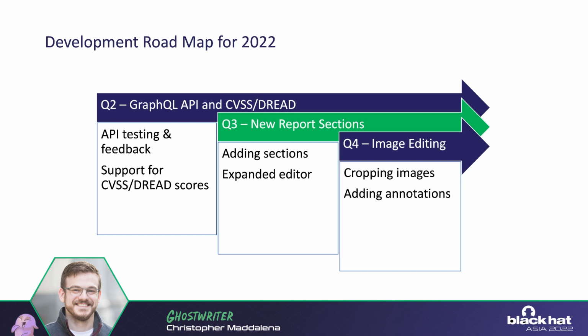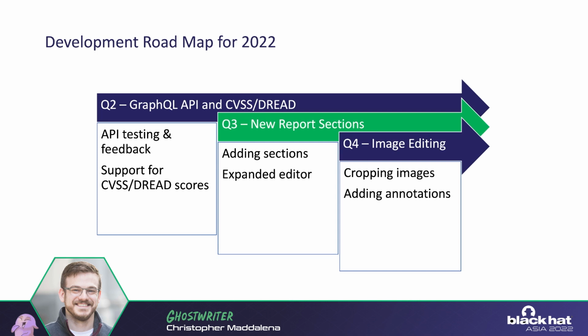Speaking of June, in Q3 is when we hope to begin working on adding new sections beyond just findings to the report editor. So you can do things like write your attack path narrative, executive summary, and other sections that you might have in your reports, all within Ghostwriter.